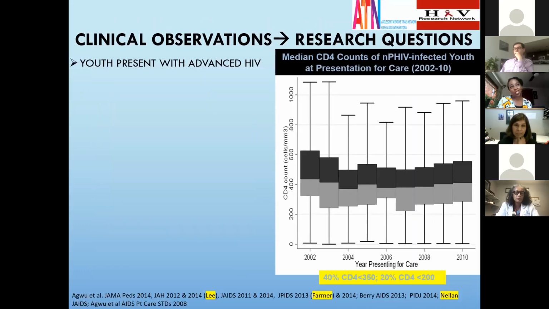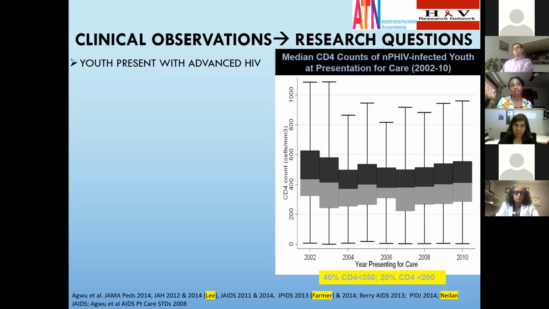These clinical observations that I was telling you that I was feeling, I turned into research questions. And what I'll chronicle on this slide is what I found as a result of my K23 investigations. So one, youth did present with advanced HIV. We saw that in the studies from the HIV Research Network, which is a national network of clinical sites, we found that about 40% of youth were already coming into care with a CD4 less than 350, so treatment eligible. And about 20% of those individuals are coming in with a CD4 less than 200.